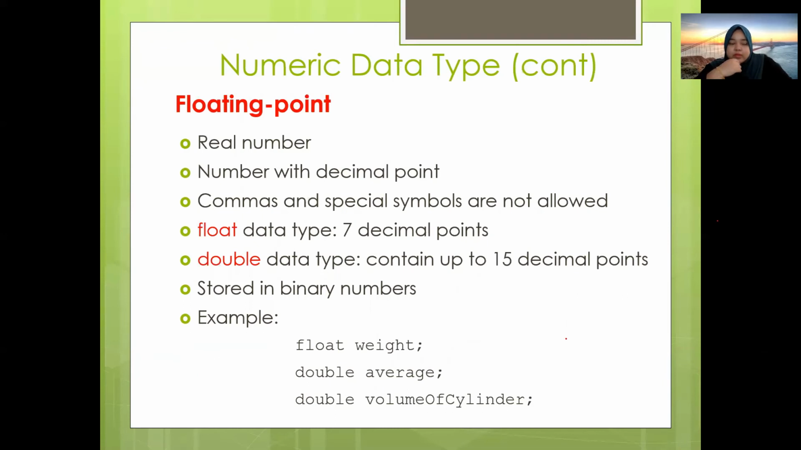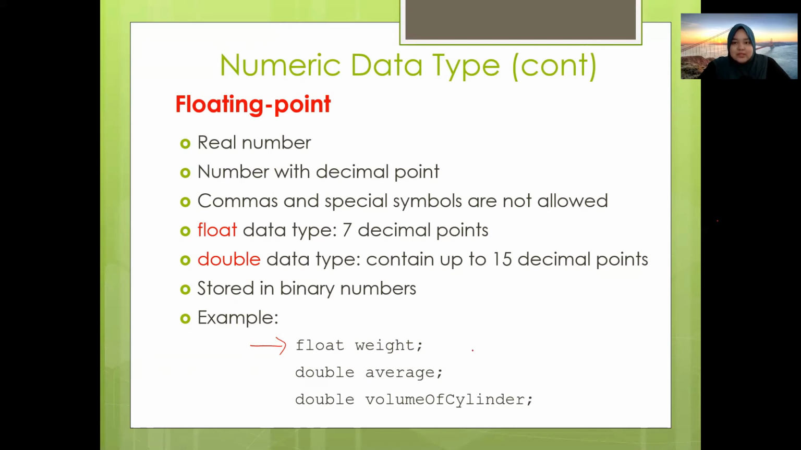Okay. So next we have the floating point. Floating point is the real number. Number with decimal point, dia ada point. Comma and special symbol are not allowed. Float data type 7 decimal point. Double data type contain up to 15 decimal point. So store in binary number. So kalau kita declare variable yang berjenis float, macam ni kita akan declare: float, ini adalah variable, semicolon. Ataupun you boleh declare double, average, semicolon.